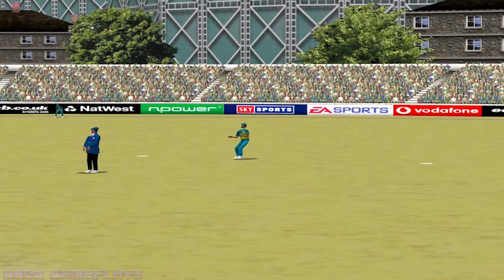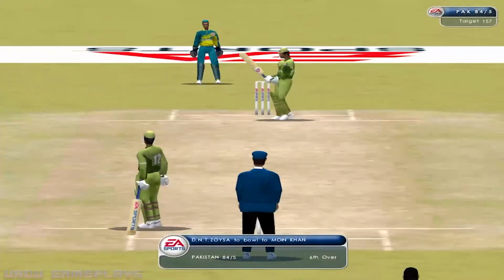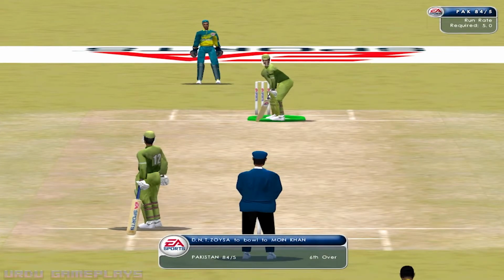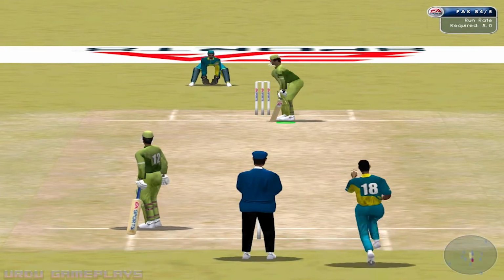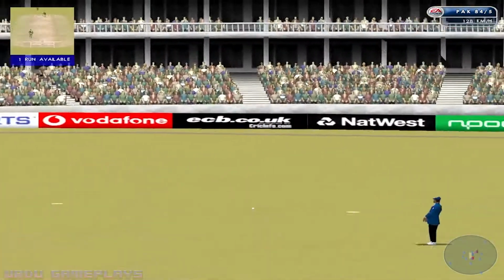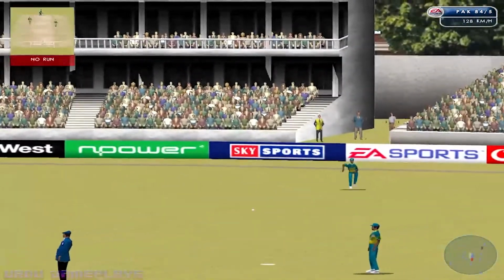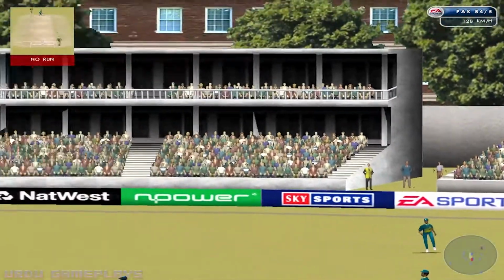That was a bad shot. He really seemed to lose concentration. Yusuf Yohana goes for only 12. Mohan Khan takes his place at the crease. Mohan Khan is off the mark.